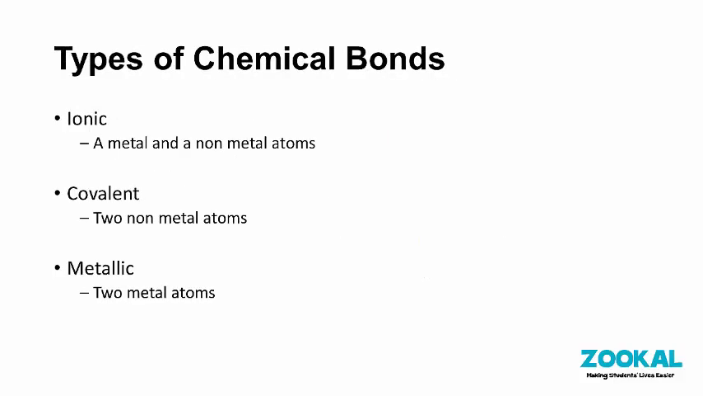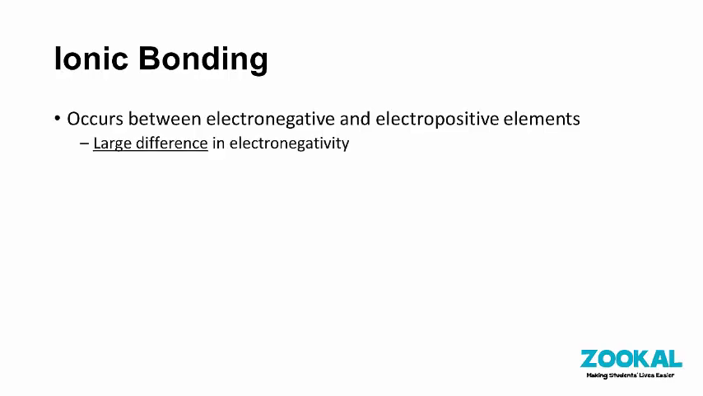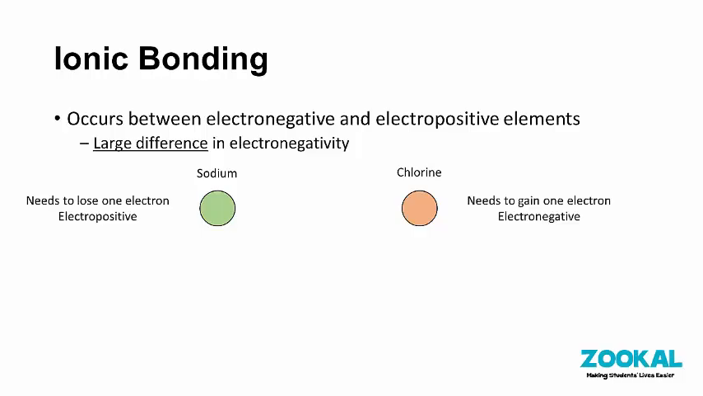Now we'll use the concepts of electronegativity and bonding energy to discuss three types of chemical bonds: ionic, covalent, and metallic. Ionic bonds occur between two atoms with large electronegative differences. In other words, ionic bonds occur between two elements at opposite ends of the periodic table. For example, sodium is an electropositive metal, while chlorine is an electronegative nonmetal. Sodium needs to lose one electron, while chlorine needs to gain one electron. Both atoms can complete their outer shell by transferring an electron.